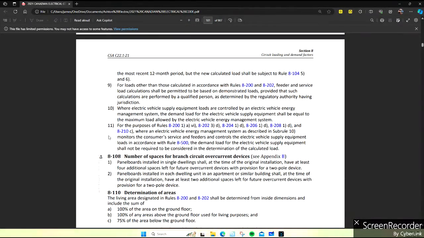So for that one, I'll get past all the first rules here. But basically what this rule is saying, and you can read it for yourself, if you have a vehicle charger that has an electric vehicle energy management system, then you don't have to include this in your calculation. Right? You don't need to.